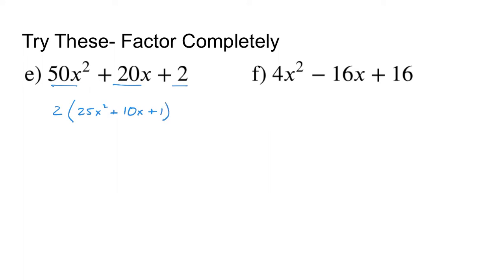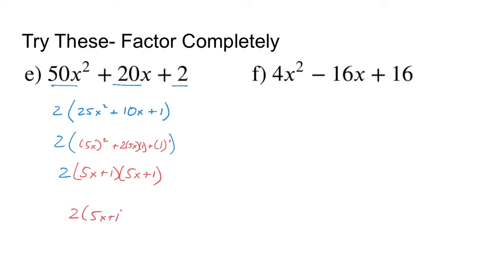Now I should be able to take a look for my perfect squares. Let's see if I have those in here. 25, that would be 5x squared. And then I have this 1 squared on the other end. So my middle should be 2 times 5x times 1. And that does, in fact, give me the 10x that I needed. So my final answer is 2 times 5x plus 1 times 5x plus 1. Again, if you wanted to, you could write that as 5x plus 1, that quantity squared, because it means exactly the same thing. Up to you with how you write that.